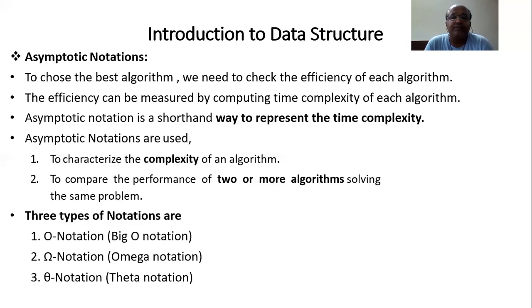Basically we have three types of notation. Why three? Because we have three cases. One is the Big O notation. We can also name it like that. Another one is the omega notation, and the third one is what? Theta notation. So we have three symbols: Big O, omega, and theta. We have a total of three notations according to the three cases.